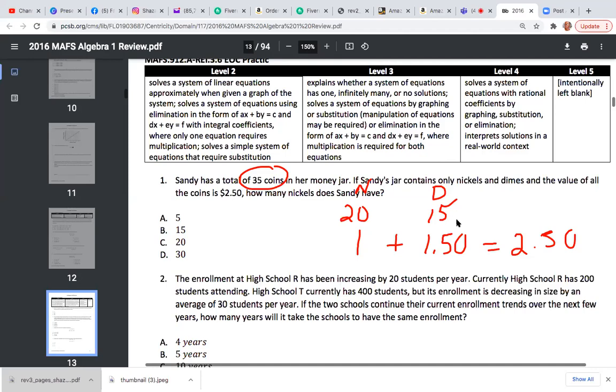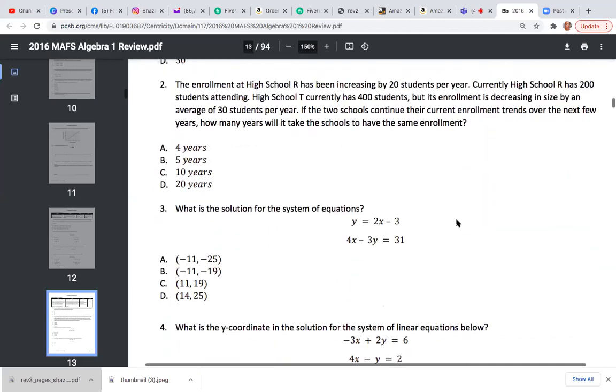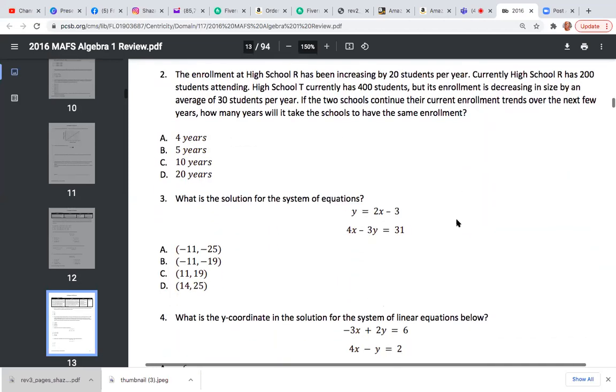I'm moving on, because there's a lot of word problems, guys. Do you guys do word problems in your math classes every day? No. Oh, somebody said yes. Who said yes?